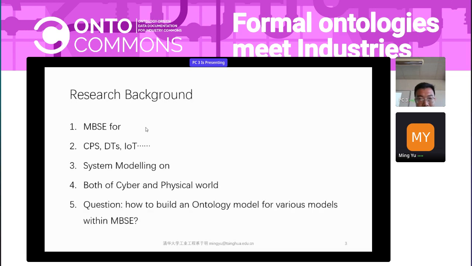So our question is how to build an ontology model for various models within MBSE. That's the problem facing us.